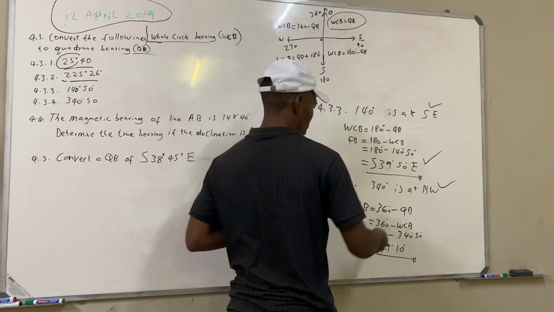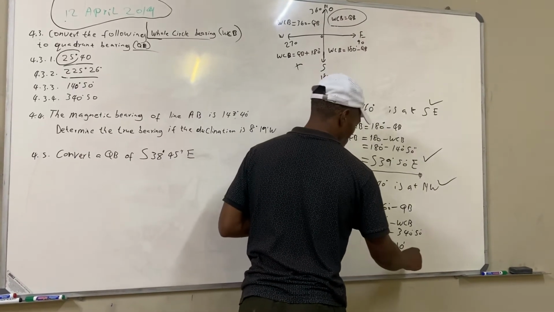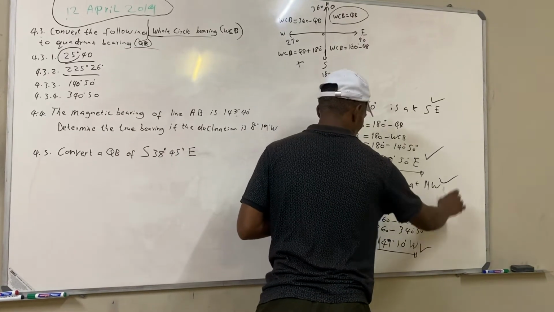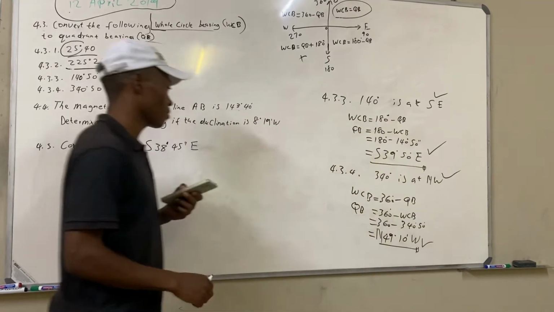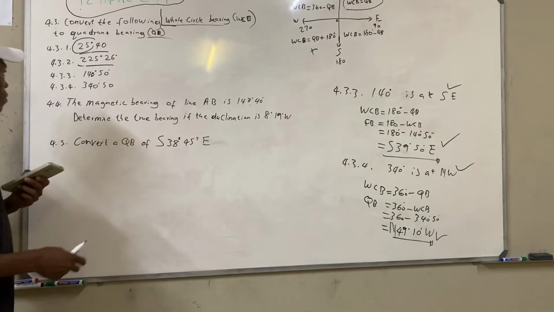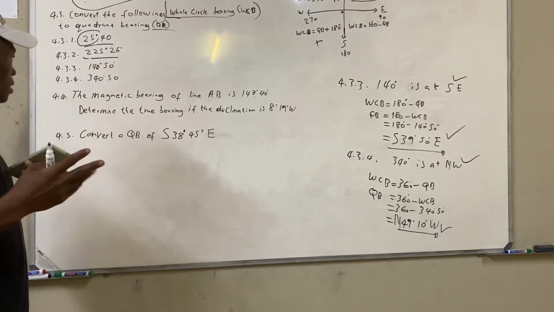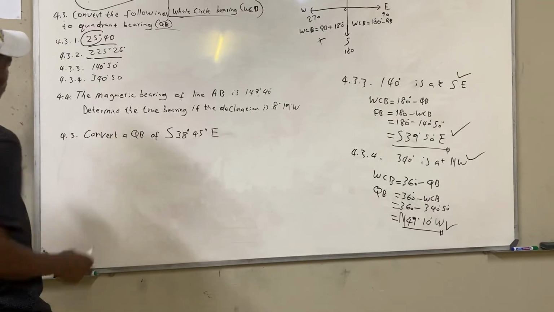So you write the direction is what? North west. 1 mark for direction. So which means 2 marks for free again. So what? 2, 4, 6, 8. 8 marks for free.